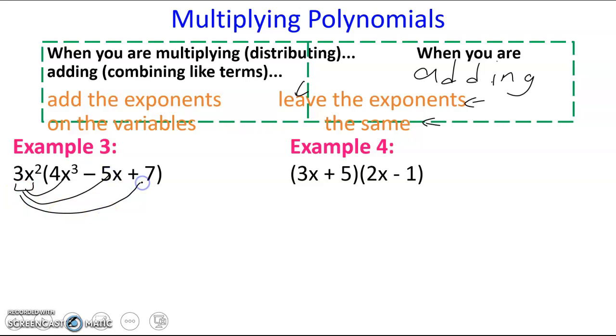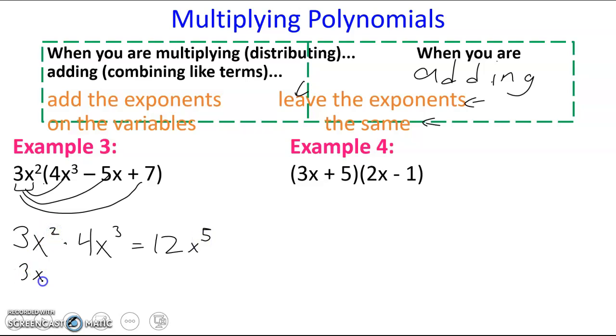Take this first term here, 3x squared, multiplied by 4x cubed minus 5x plus 7. If you just have the one term multiplied to a polynomial or even a binomial, just distribute it. Then you do 3x squared multiplied by that first term, 4x cubed. You multiply the numbers out in front to get 12. And remember that when you're multiplying variables, the same x's, we add the exponents. So 2 plus 3 is 5.